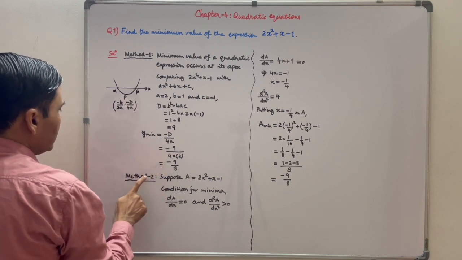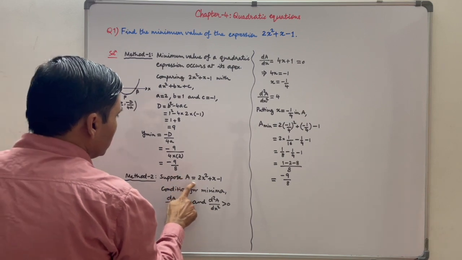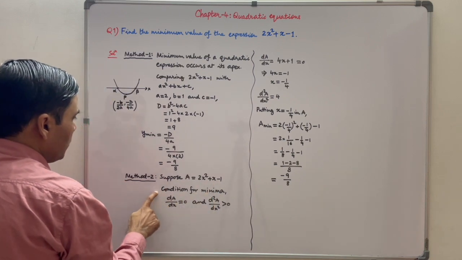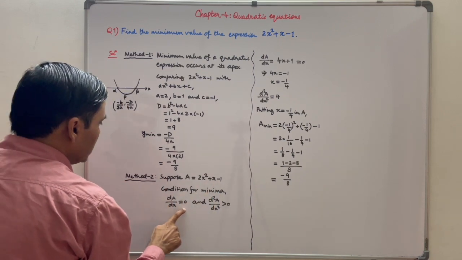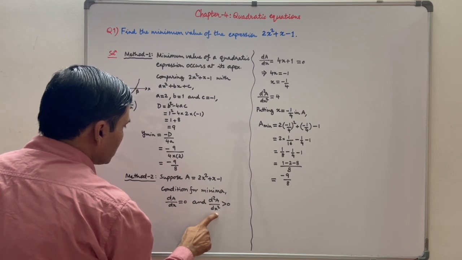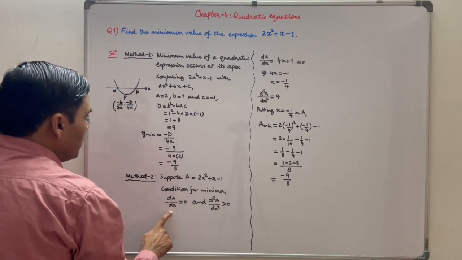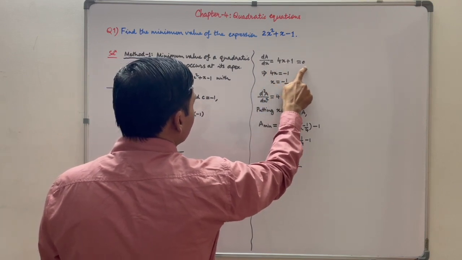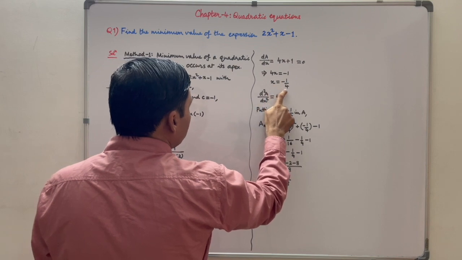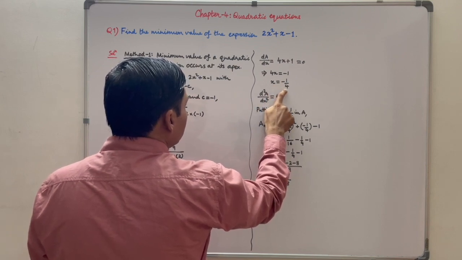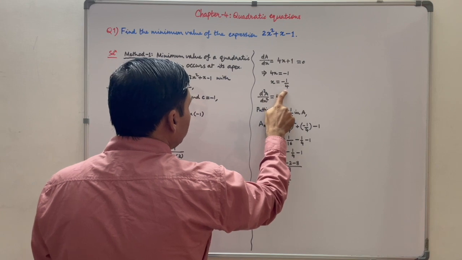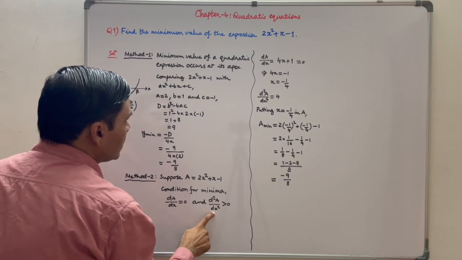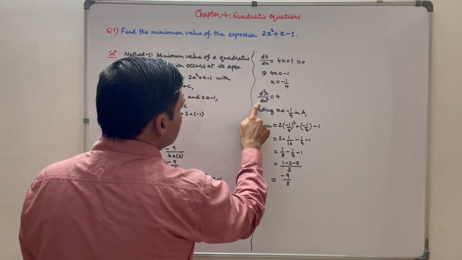Second method. Suppose A is equal to the given expression 2x square plus x minus 1. Condition for minima is dA upon dx is equal to 0 and d square A upon dx square is greater than 0. So dA by dx comes out to be equal to 4x plus 1. We will equate this to 0. So x is equal to minus 1 by 4. Next, we will confirm that at x is equal to minus 1 by 4, minima occurs. And that can be confirmed from here, d square A upon dx square. So d square A upon dx square is equal to 4.